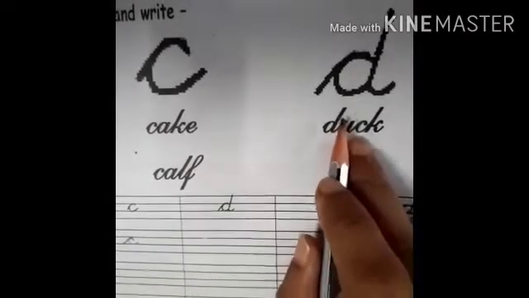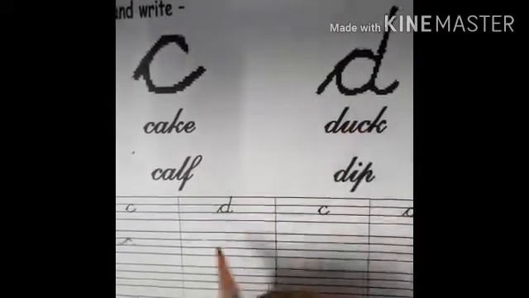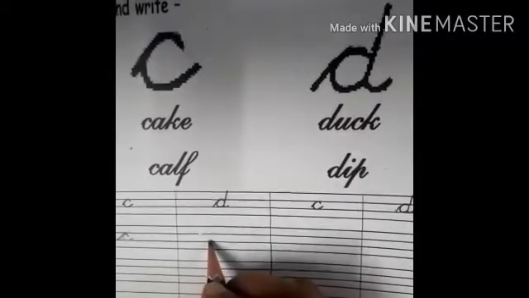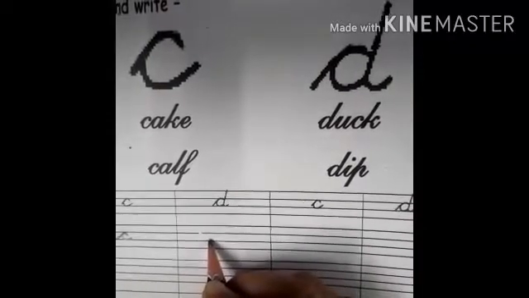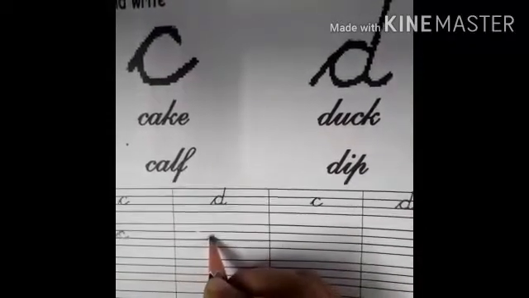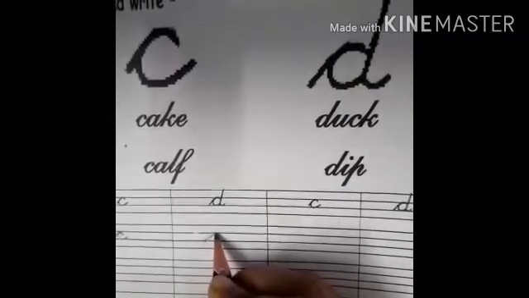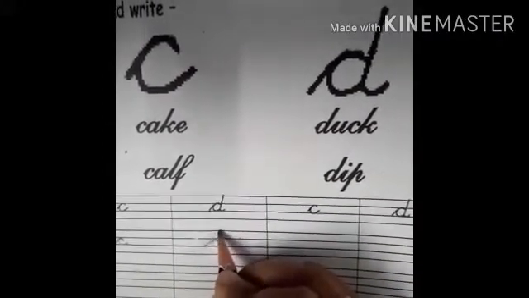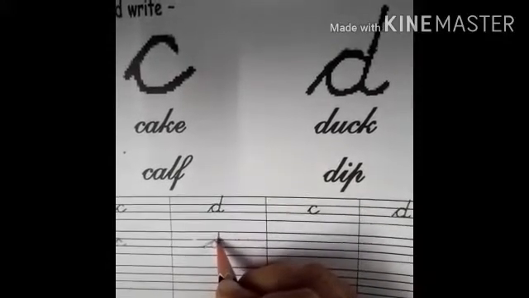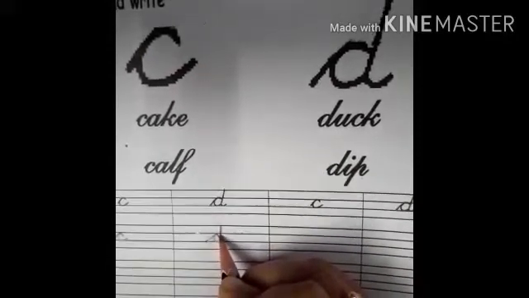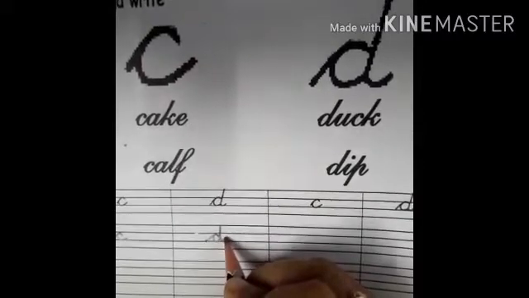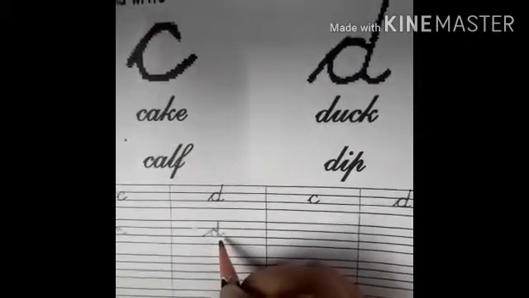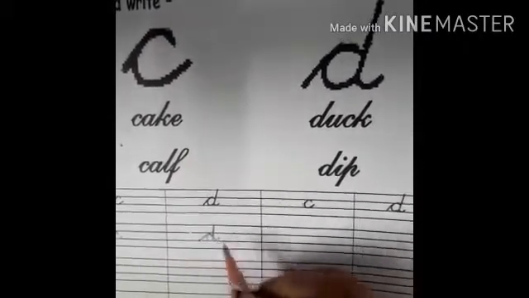To write small cursive D, we have to start from third line and make a round here. Then go up to the first line and come down to the third line and finish it with a little curve. This is how to write D.